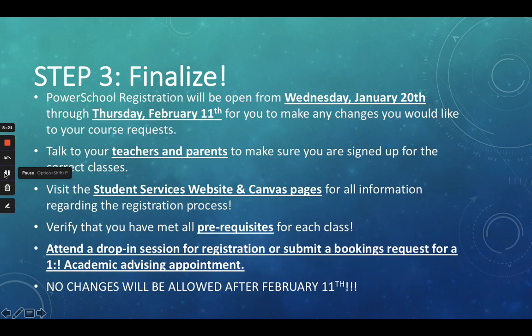The final step is to finalize your options. Remember, PowerSchool registration will be open from Wednesday, January 20th through Thursday, February 11th for you to make any changes you would like to your course request. Please remember to talk to your teachers and parents to make sure you are signed up for the correct classes. You'll also want to visit the Student Services website and Canvas pages for all information regarding the registration process. You also want to verify that you have met all prerequisites for each class.